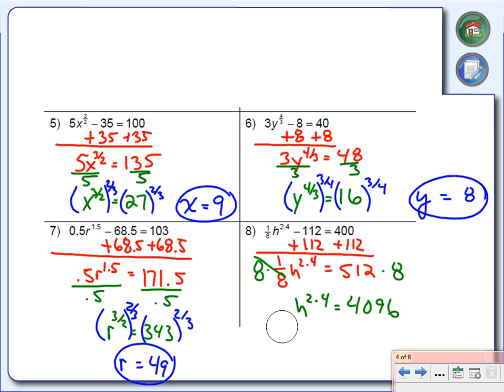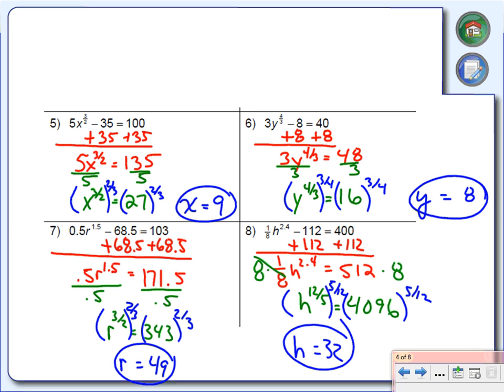If I change that 2.4, what are we going to end up with? 12 over 5. So 2.4 as a fraction would be 12 over 5. And we need that, so we can raise to the reciprocal power, which in our case is 5 over 12. All right, so what is 4,096 raised to the 5/12 power? 32. So the answer here to number 8 should be 32.